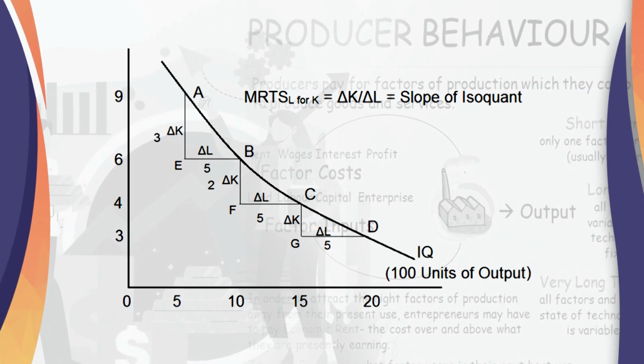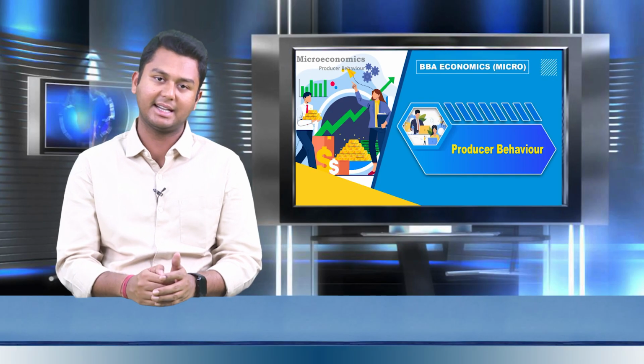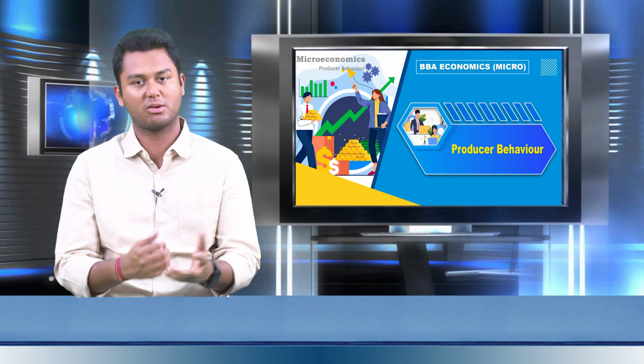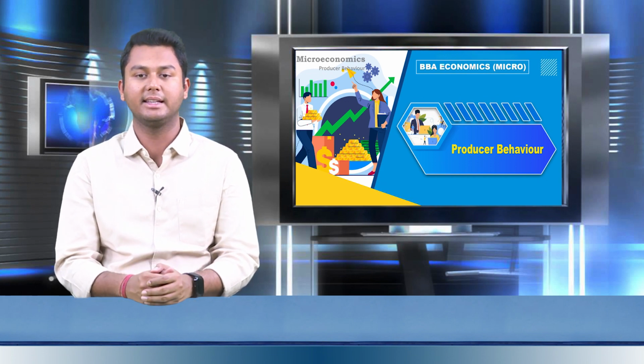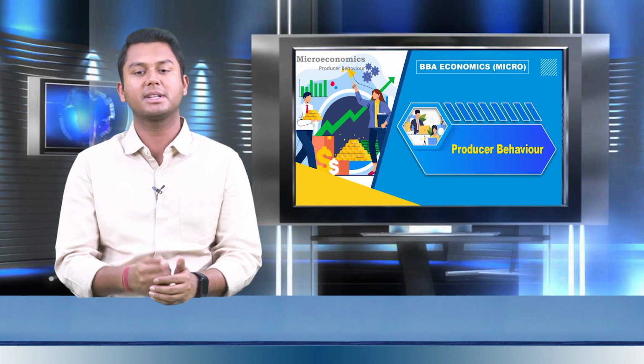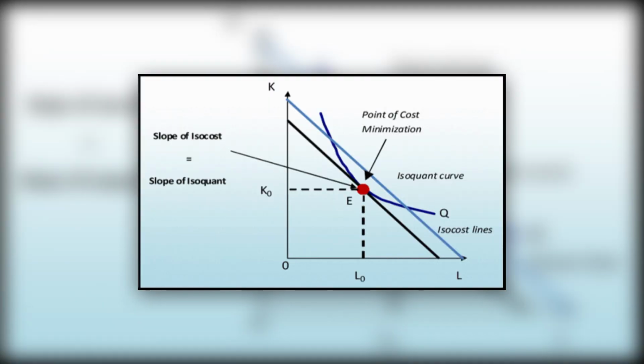The next aspect is that the MRTS equals the ratio of input prices. We know that the slope of the isoquant is called MRTS, and the slope of the budget line is nothing but the relative prices of the two inputs. If there is a point of tangency, then at equilibrium the substitution rate must be equal to the ratio of input prices, ensuring that the firm is minimizing its production cost.